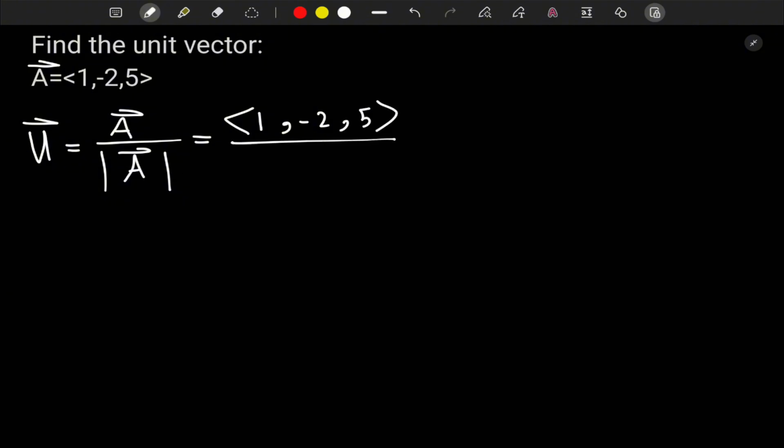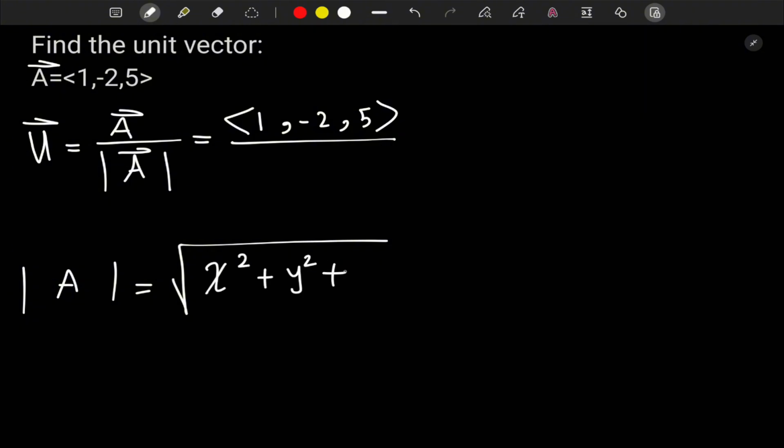So how do we find its magnitude? The magnitude of A can be found using this formula, where x is the x component and y is the y component and z is the z component.